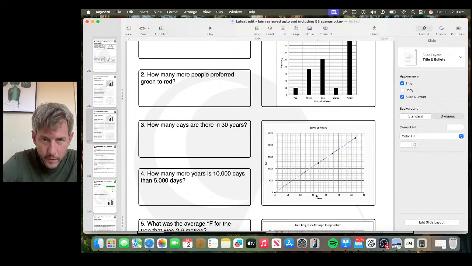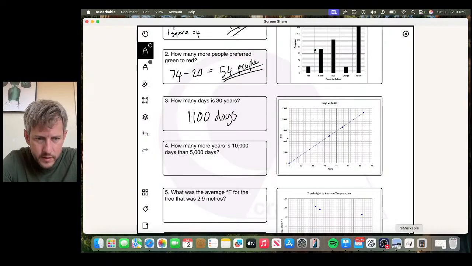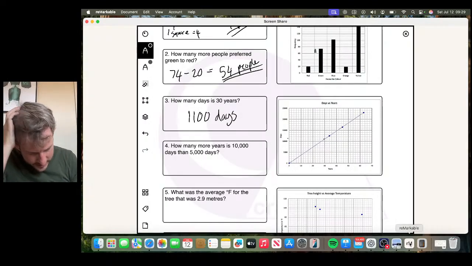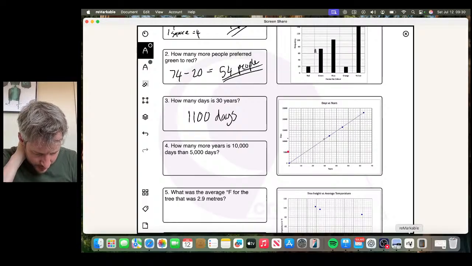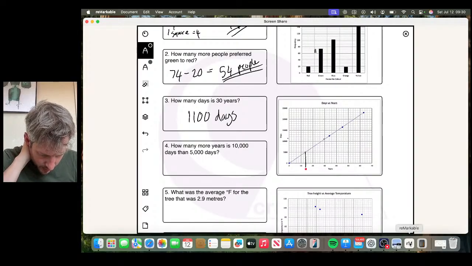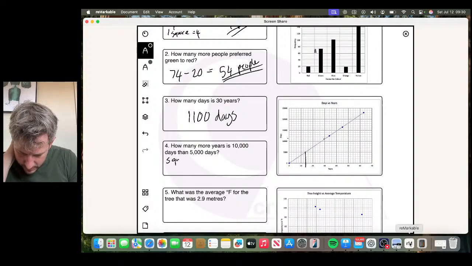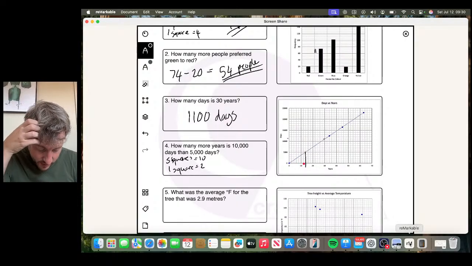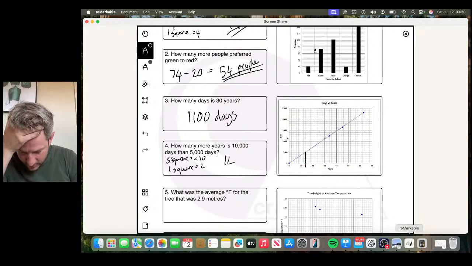Okay, so that would be 5,000 days. So let's go back to, so it's 5,000 days more. So let's work that out, what that is in years. So if we go here, and that's going to be here. So 5 squares equals 10. So 1 square is 2. So it's 10 plus 14 years. Okay.